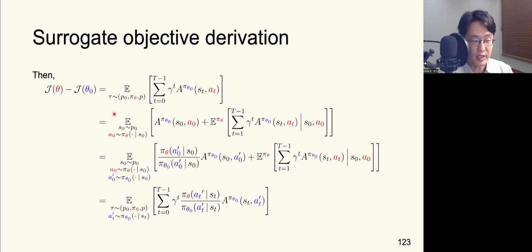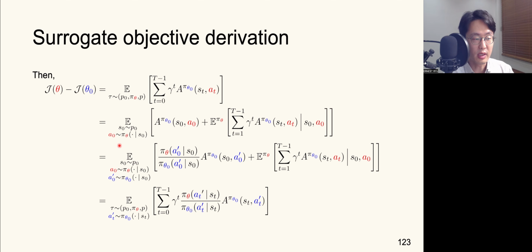But here in the outer expectation, let's consider the outer expectation with respect to the initial state and the initial action, S0 and A0. Within the remaining terms, let's do the conditioning where we condition on the initial state and initial action, and then we take the expectation for the subsequent states and actions.